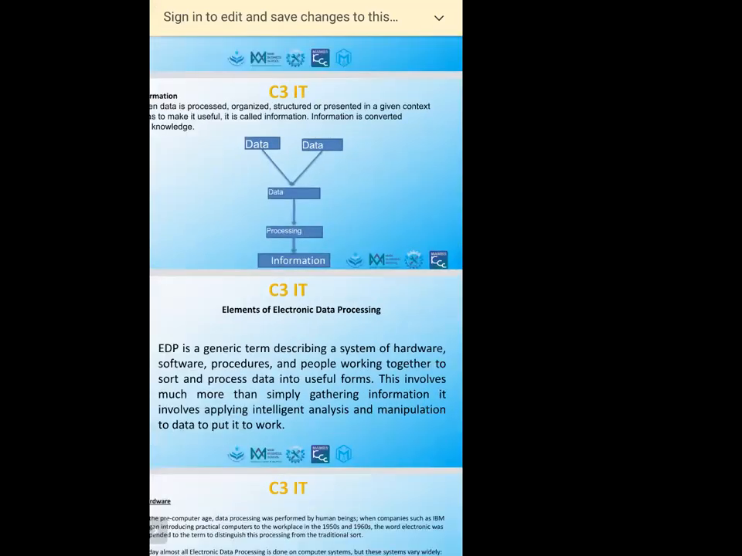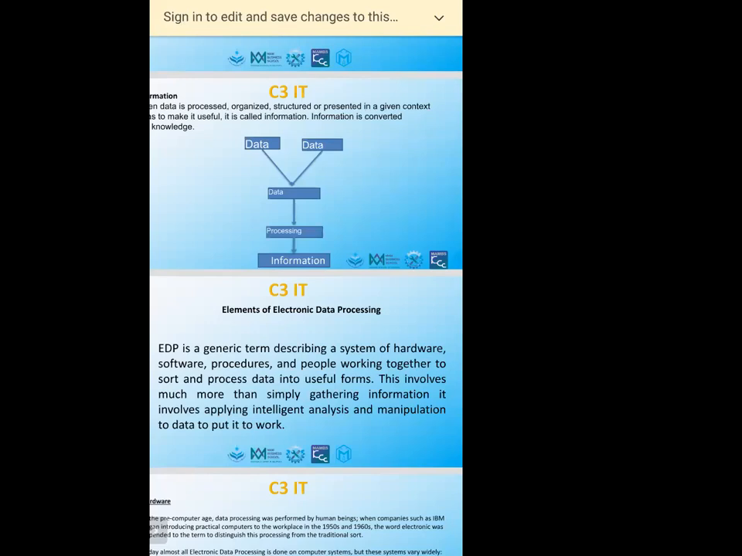So what do you mean by EDP? EDP is a general term. Hello, all of you can see the screen? Yes. I can see. All of you can hear my voice clearly? Yes. Okay, fine. So today we are going to discuss the elements of electronic data processing.